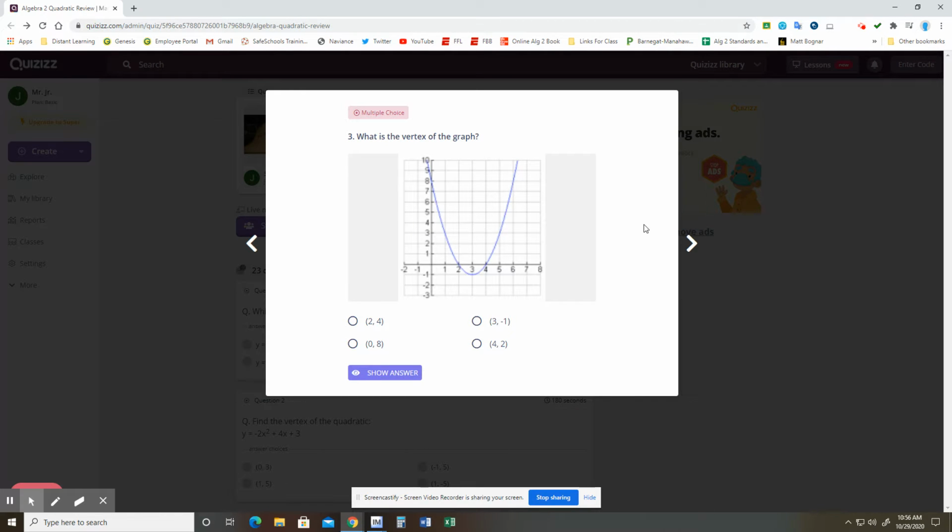For number 3, they want to know what is the vertex of this graph. Now, there's no work to be done. It's just visually identifying what that vertex is. Parabolas can open up, parabolas can open down. In this case, it's opening up, so the vertex is this minimum point that my mouse is pointing at, which is 3, comma negative 1. You can see that there.